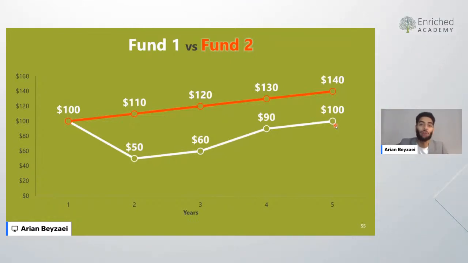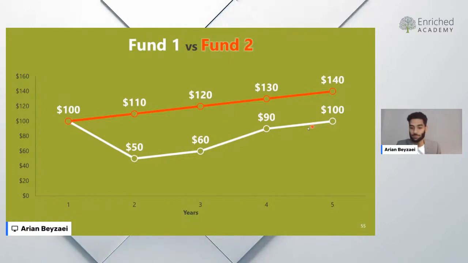When the markets go down, it's a great opportunity for you to buy, and your money buys a lot more than it usually would.